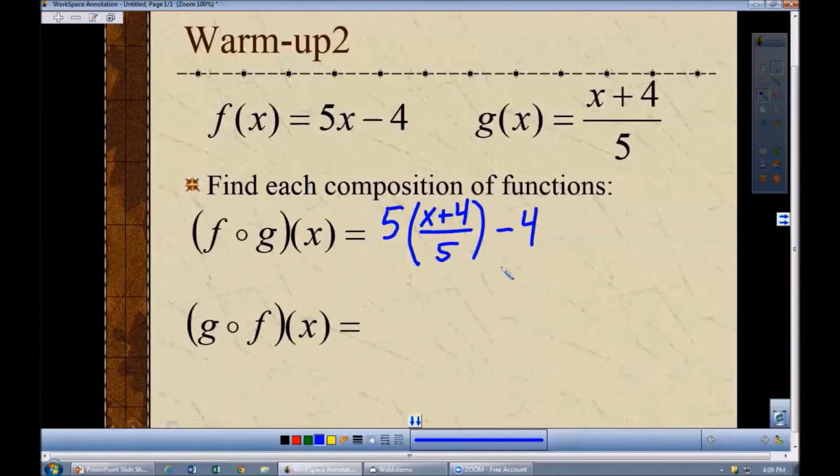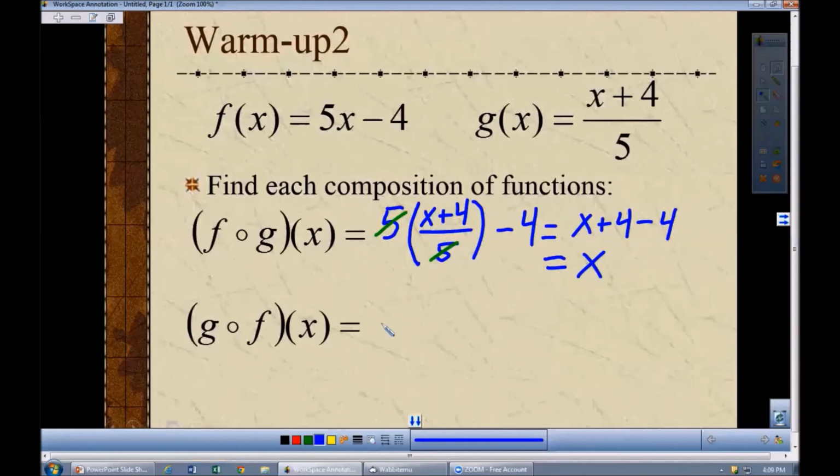All right, now I'm going to simplify a little bit. 5 times this fraction with a denominator of 5, we'll see that the 5's will cancel. And this will leave us with x plus 4. I've taken care of that parentheses by multiplication, so no need for parentheses anymore. X plus 4 minus 4, well, that's just equal to x. So f composed with g left us with a result of just the function y equals x.